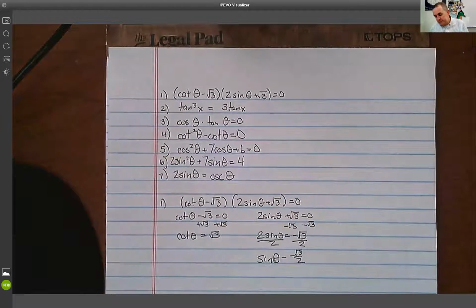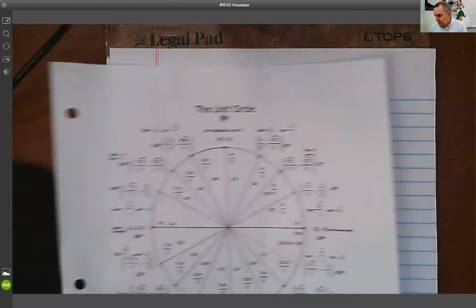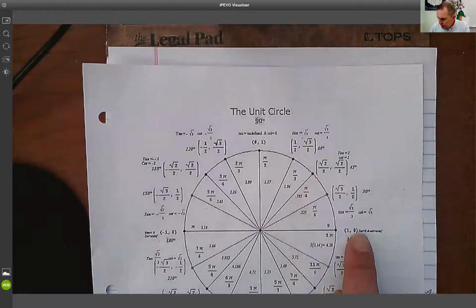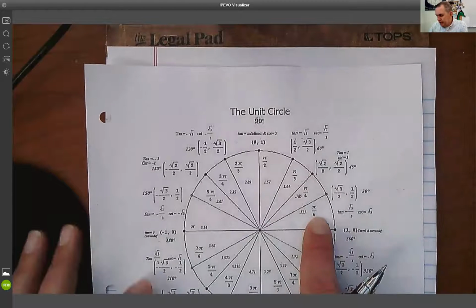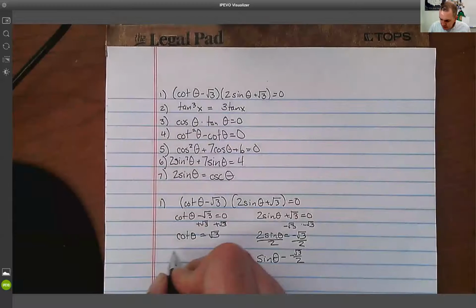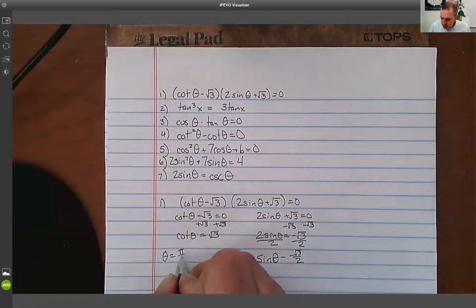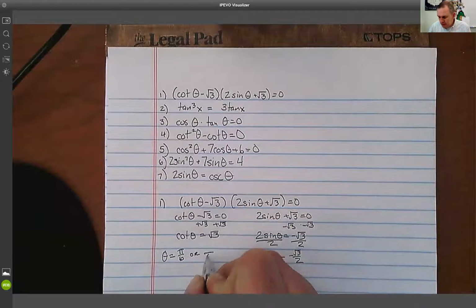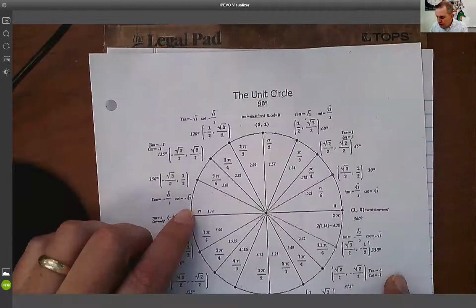Now I'm going to grab my unit circle. I'm going to go find out where does cotangent theta equal root 3. It equals it at pi over 6. That's one of the answers. So theta is going to be pi over 6. And what I had said in class was, I know the other one is also going to be something over 6. So I'm going to go check the other over 6s.